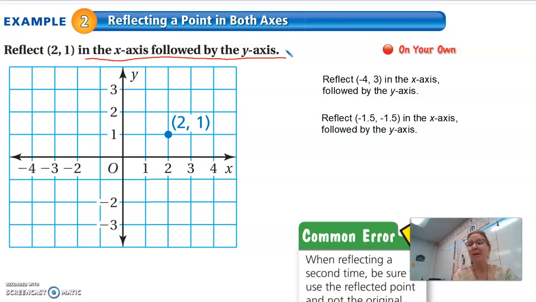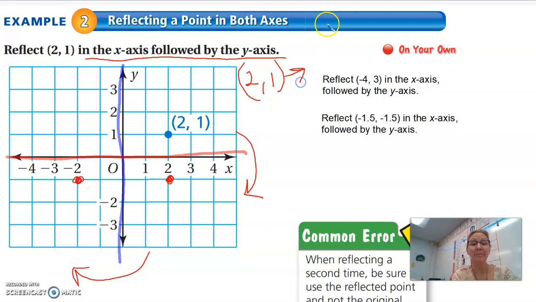So here's the example. I'm going to go ahead and highlight the y-axis, and I'm going to highlight the x-axis, and then I'm going to take my pen and go, okay, my first reflection, it was above the line, it's going to hop below, and then it's to the right, so it's going to go to the left. All right, so notice this is 1 point above the line. It'll be reflected 1 point below the line. And now it's 2 spaces over to the right, so it's going to be 2 spaces over to the left. That's where I end up. So 2, 1 was reflected to negative 2, negative 1.